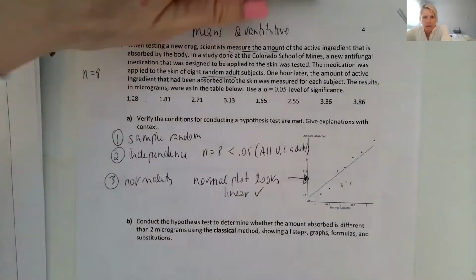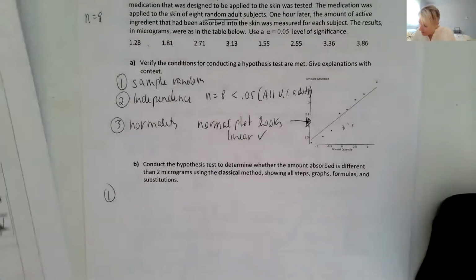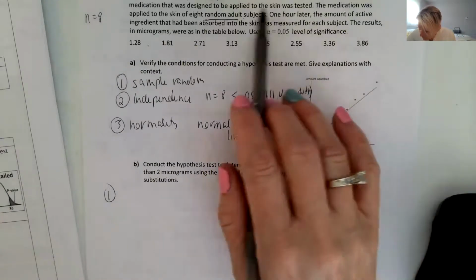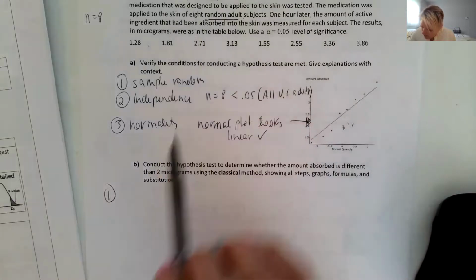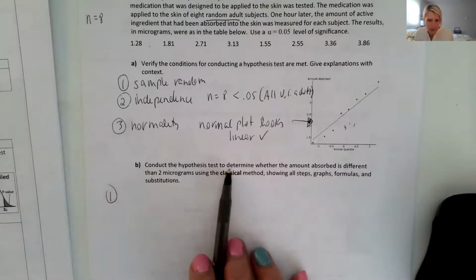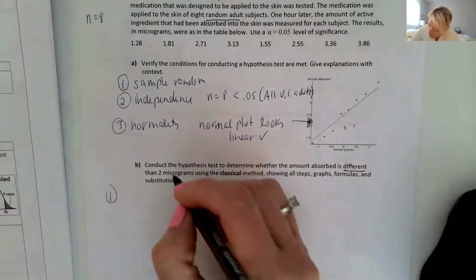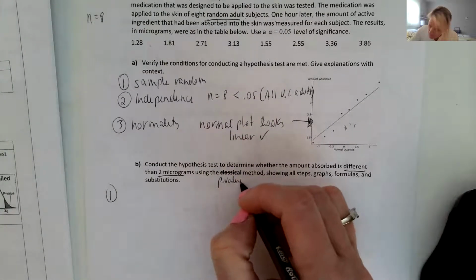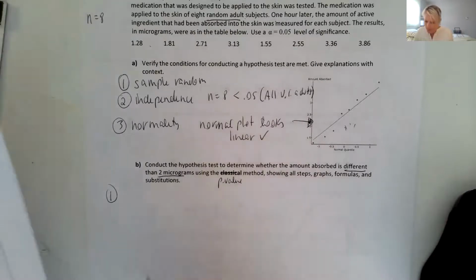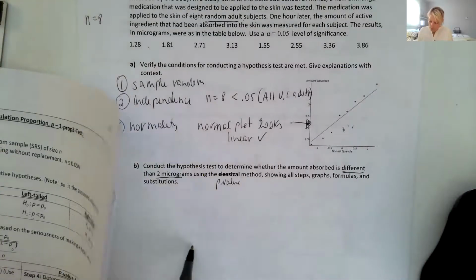Okay, so our hypothesis statement. What did they say it was? One hour later, the amount of active ingredient. Okay, let's see if it says it on here. Conduct the hypothesis test to determine whether the amount observed is different, okay, than 2 micrograms. Okay, it says use the p-value method. We're going to use the p-value method. 2 micrograms. Okay, so different than is a not equal to, so it's going to be a two-tailed, and we are using the test for means.